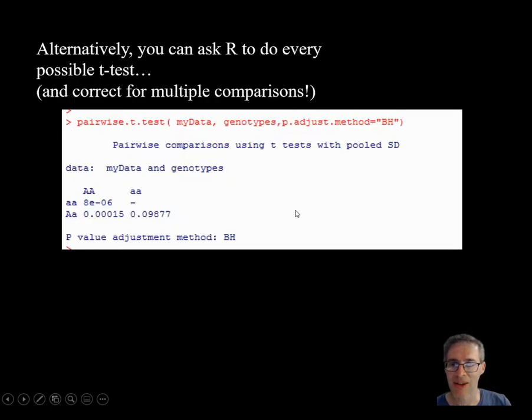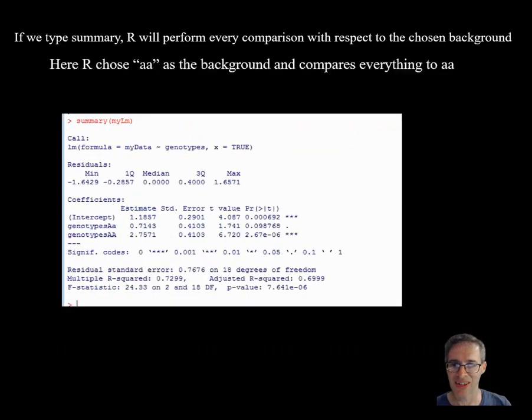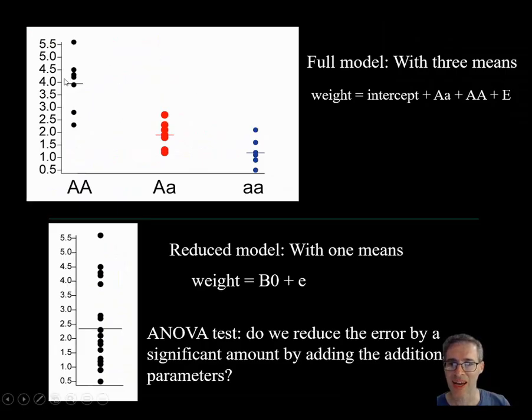Now, instead of running an ANOVA, you can also ask R simply to do every possible t-test. Right, so there's three possible tests. If you have three categories, then there's 3 choose 2 possible pairs. And as an alternative to the ANOVA, which only tells you whether the means are all equal, right? So the ANOVA test is only saying, are these three means really the same as this one mean? Right? Are the means all equal? That's what the ANOVA test does.